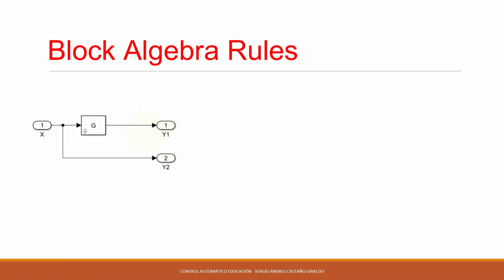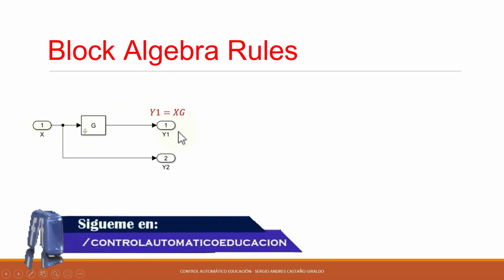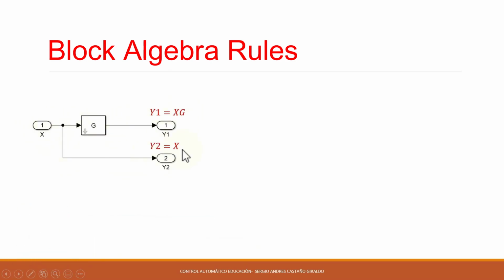Here at y1, then, we'll have x times g. Why? The signal x multiplies block g. So here at y1 I have x times g. What do I have at the output y2? I simply have x. So y2 is directly the input x. When I move the branching point from the left to the right of my block g, I need to maintain equality at both outputs, y1 and y2.